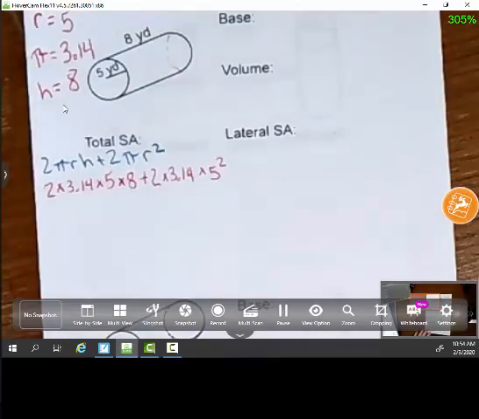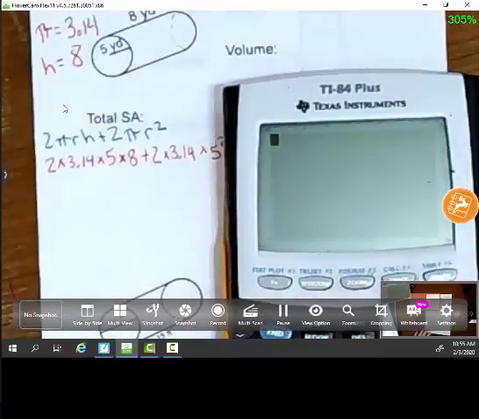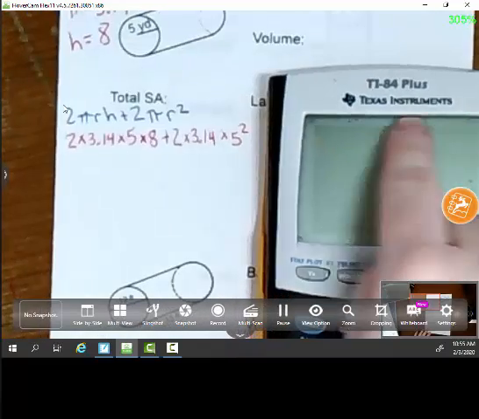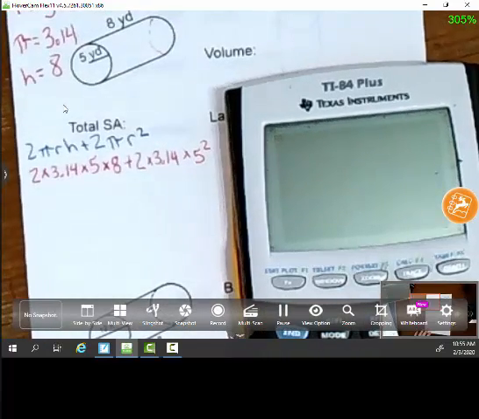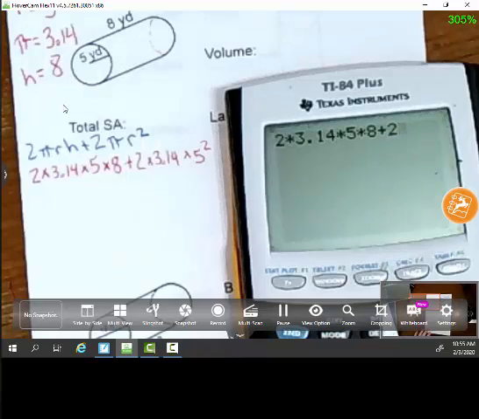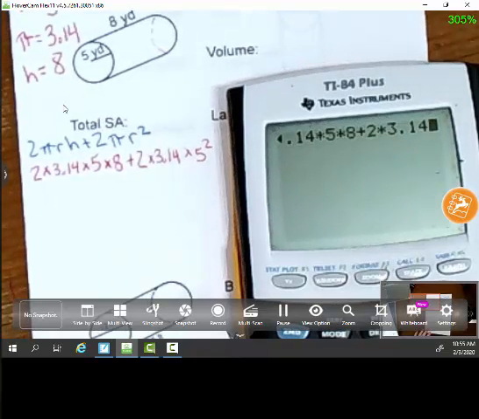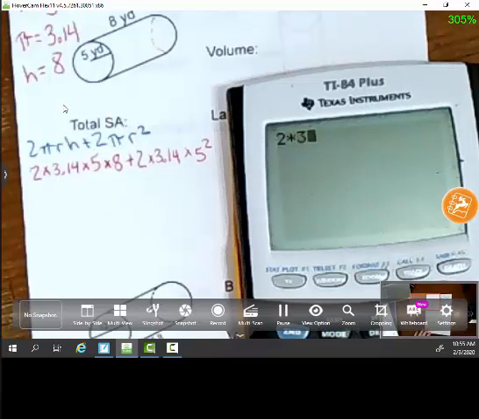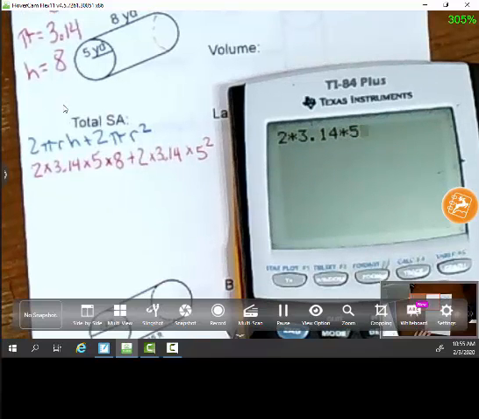I got 408.2. Okay. So, guys, this is so long that the calculator's not going to be able to display it all at one time. It'll give you a little arrow. So we got 2 times pi times r times h plus 2 times pi times r squared. I got lost. Yeah. 2 times pi times r times h.